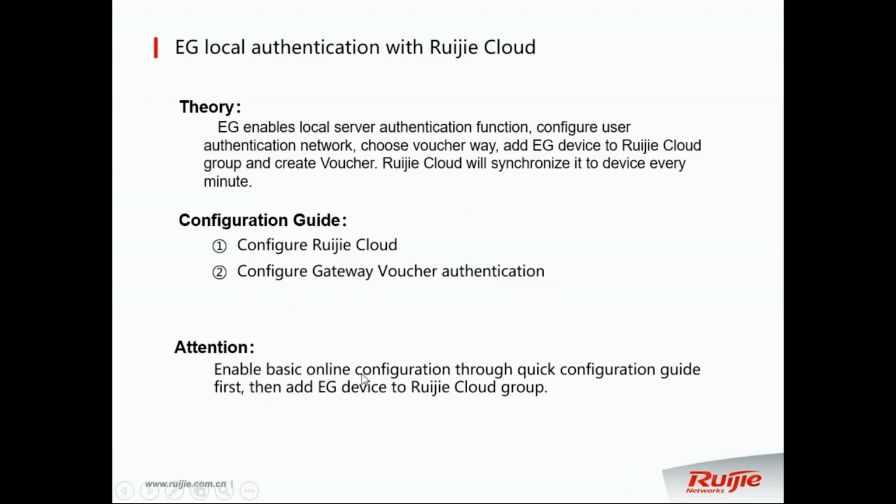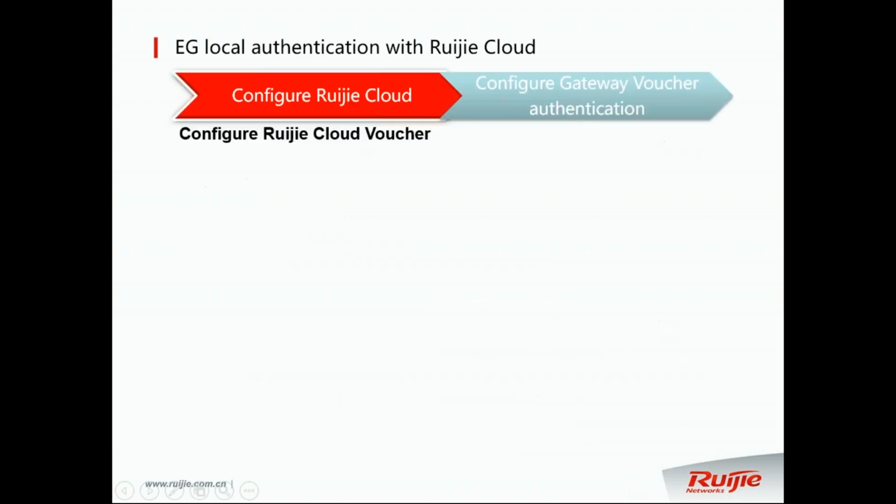Okay, so before it, we make the basic online configuration of the EG. Then we add the EG to the Ruijie cloud group. This is the preparation for this practice. Okay, so we finish this preparation.